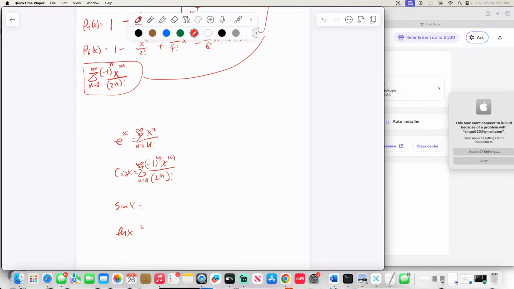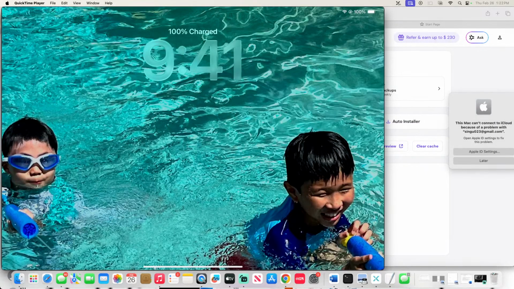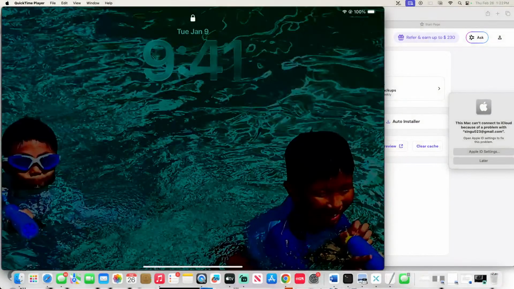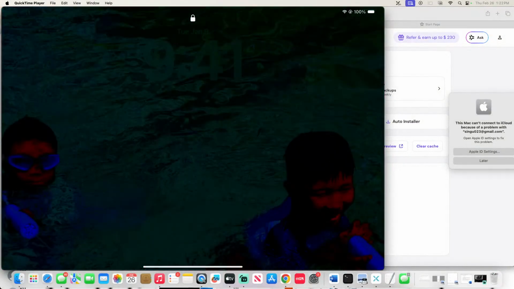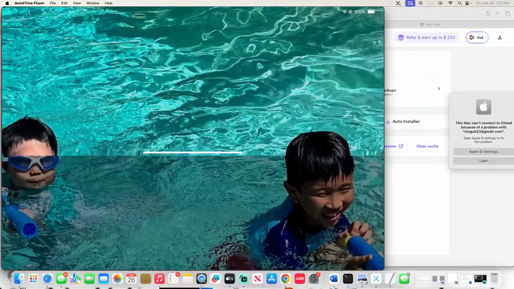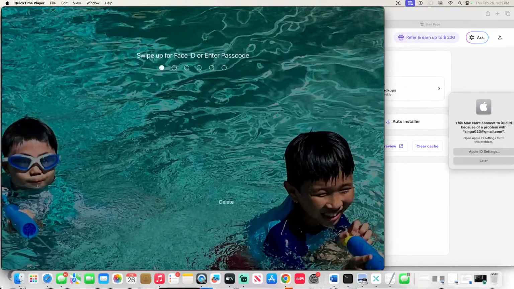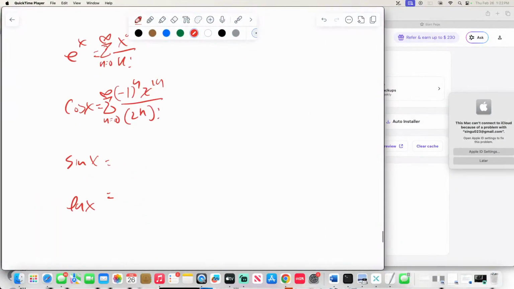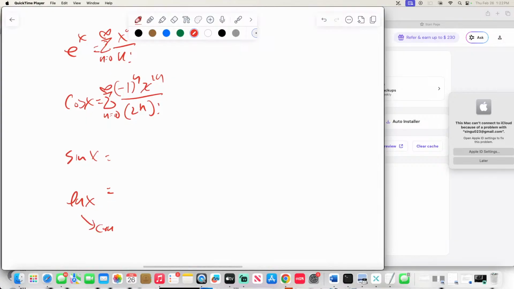For ln x, I need the center to be at 1. For sine of x, you can do 0. Do you know why the ln center has to be at 1? Because ln 1 is 0, but you cannot do ln of 0. So make sure that ln of x has to be centered at 1. So this is the center.